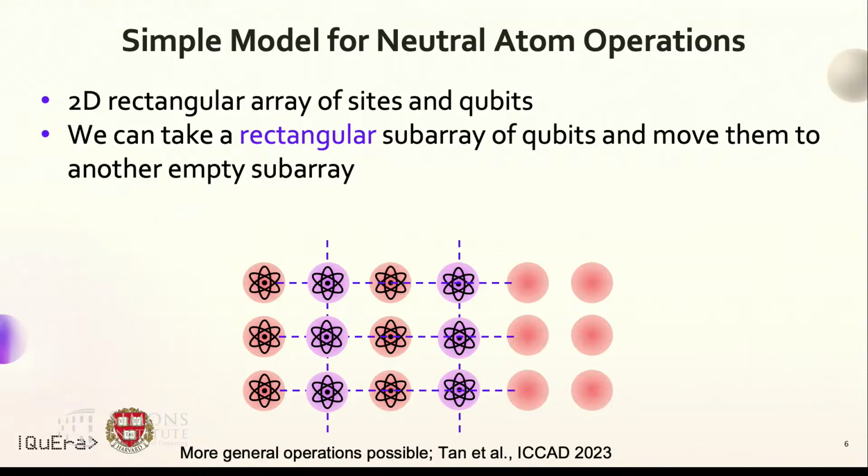And then a very natural operation that we can do is, so we have some of these sites and some of these qubits. Some of the sites might already have atoms, like here, or have qubits if you want. Some of the sites might be empty at this point.